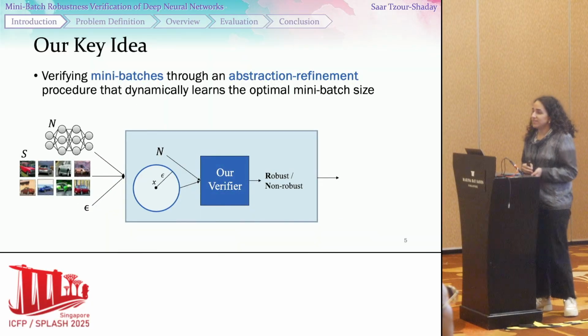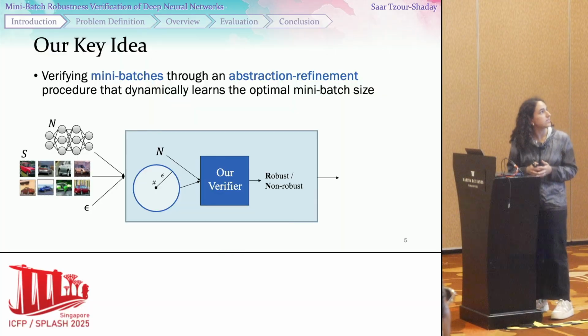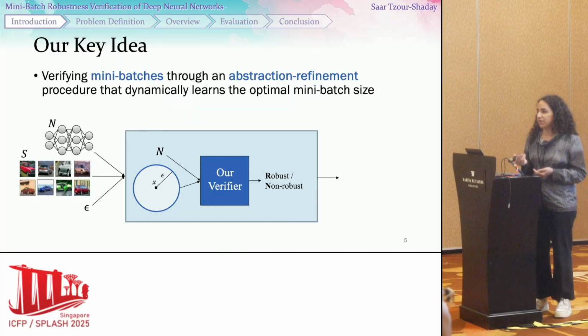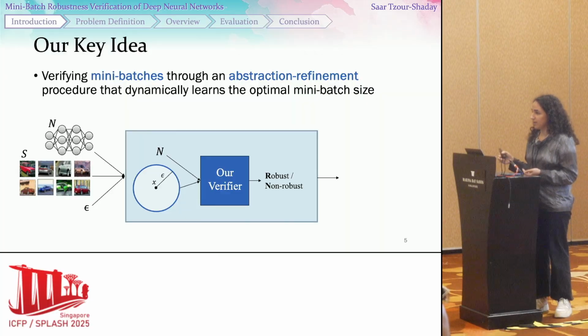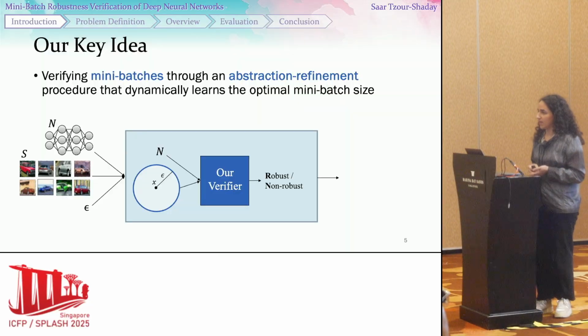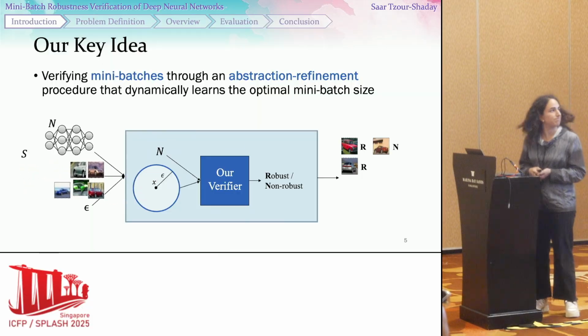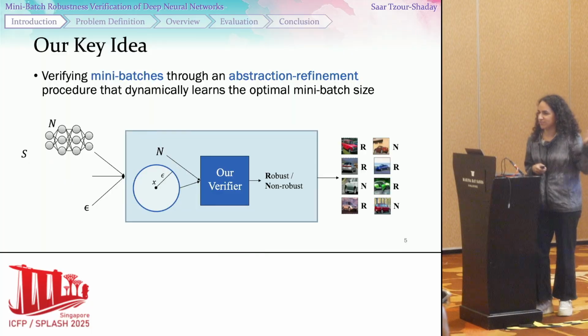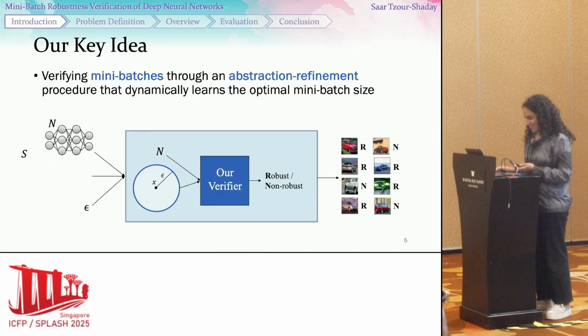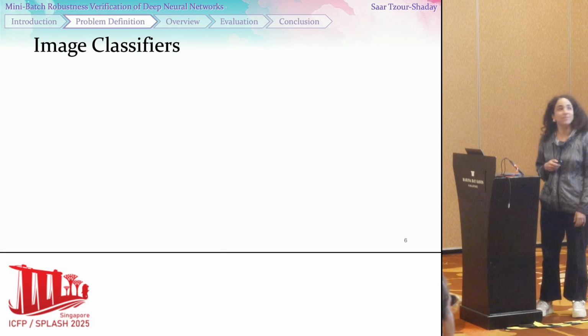So to mitigate this, our approach to expedite the analysis is to, instead of verifying neighborhoods one by one, verify mini batches of neighborhoods through a counterexample guided abstraction refinement procedure while dynamically learning the optimal batch size. So you see how this is much faster. Okay, so let's dive into the problem definition.